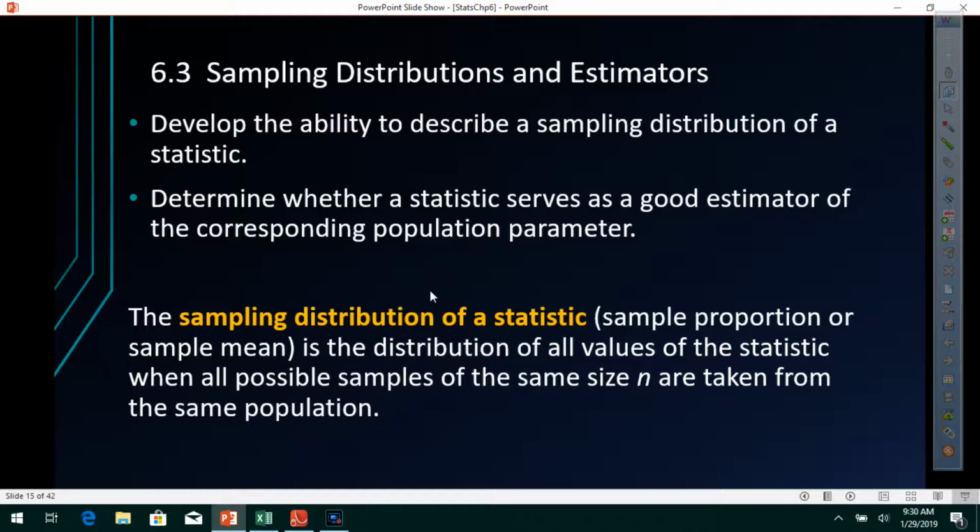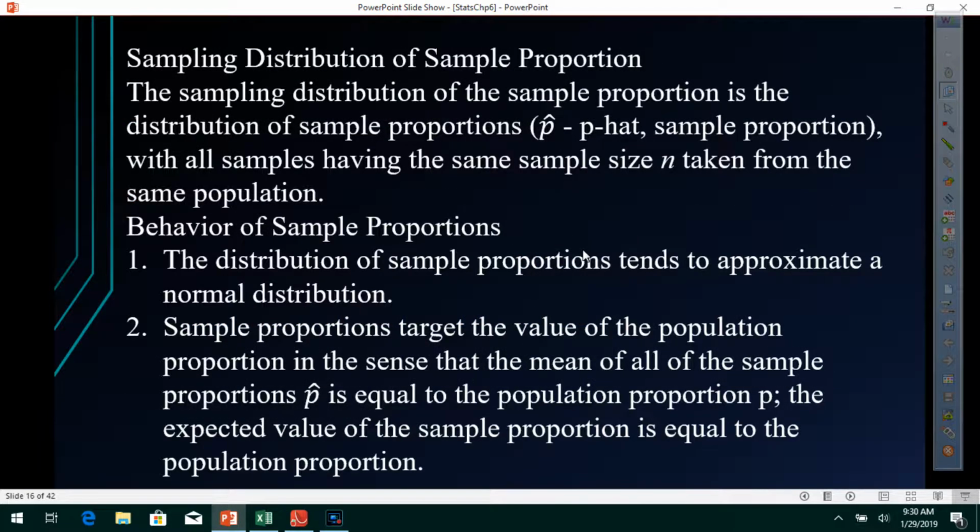Definition. The sampling distribution of a statistic, sample proportion or sample mean, is the distribution of all values of the statistic when all possible samples of the same size n are taken from the same population. Sampling distribution of sample proportion.